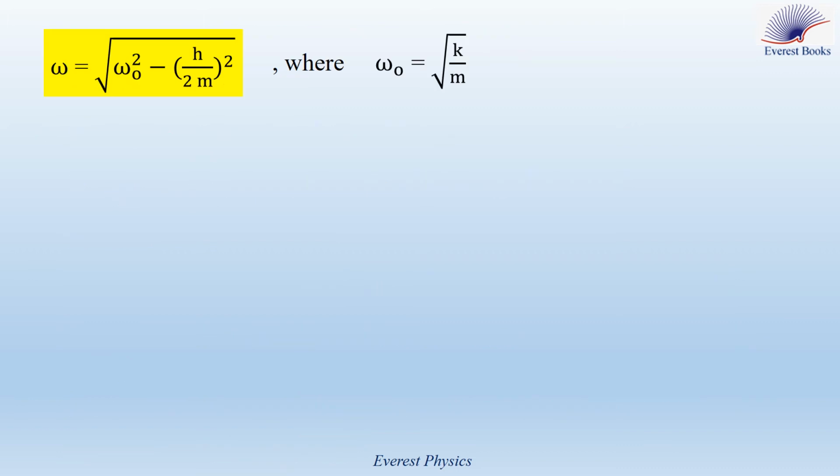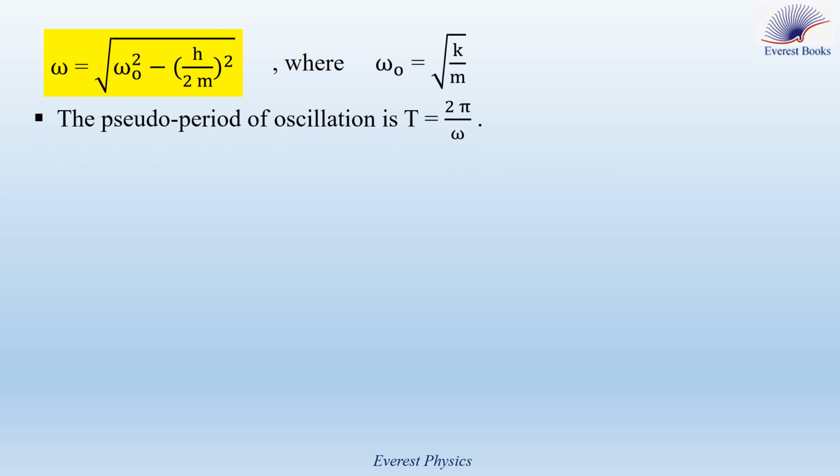Now, the expression of omega. Omega is equal to the square root of omega 0 squared minus h over 2m squared, where omega 0 is the natural angular frequency, and it is equal to the square root of k over m. The value of omega gives the value of the pseudo-period according to this relation. The pseudo-period T is equal to 2 pi over omega.